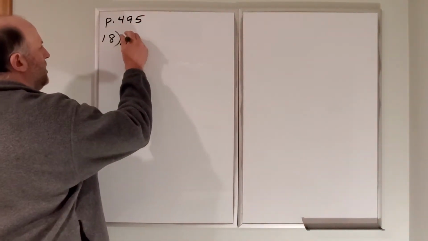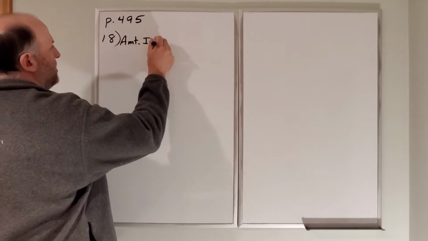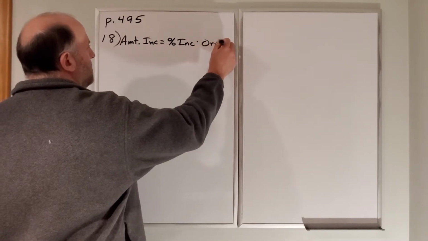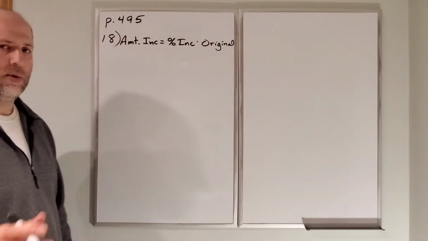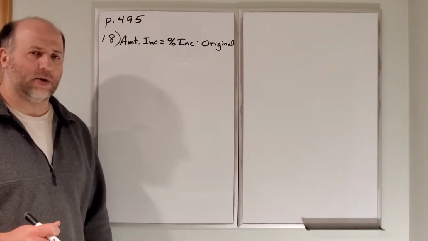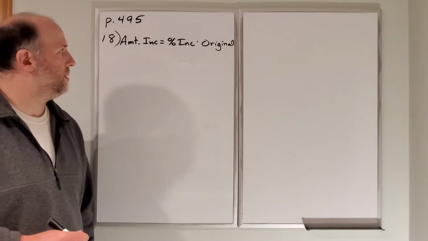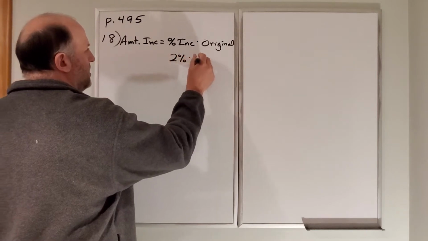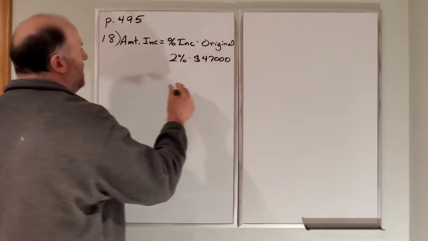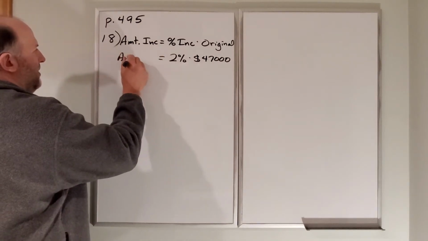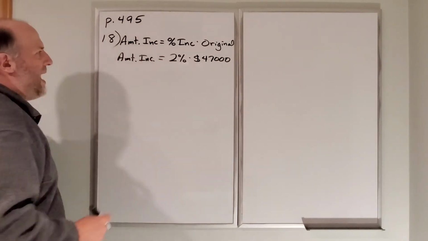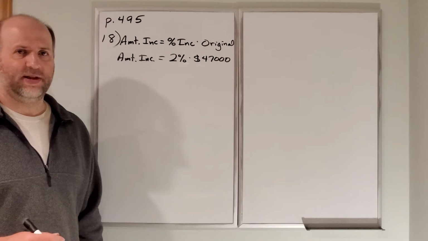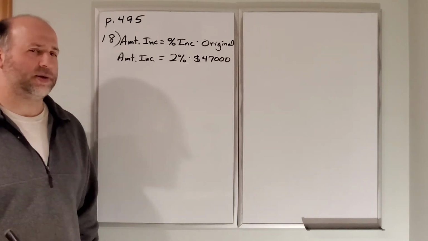The amount of increase, generally speaking, is equal to the percent increase times the original amount. The original amount here is the person's current salary, $47,000. The percent increase, as I told you in the problem, is 2%. This is going to give us the amount that this person's salary is going to be increased by based on this cost of living raise. It's not going to give us his new salary.